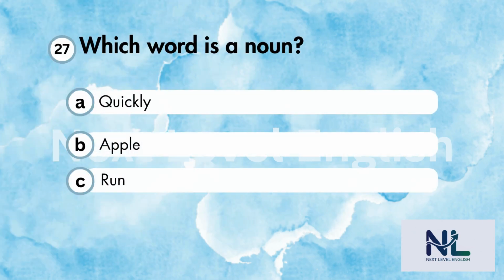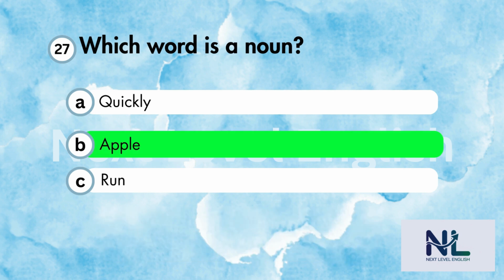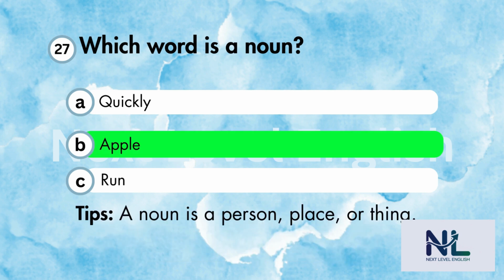27. Which word is a noun? Apple. Tips: a noun is a person, place, or thing.